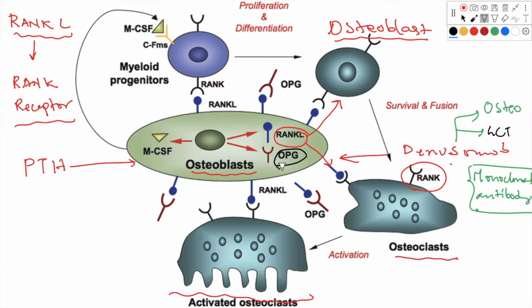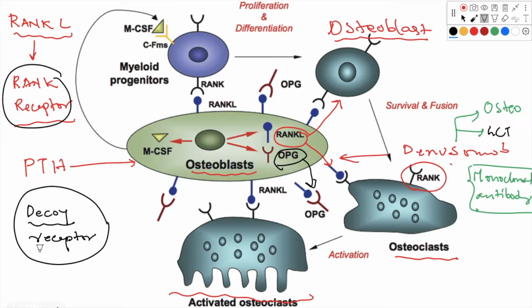Osteoprotectin is a molecule produced by the osteoblast which attaches to the RANK ligand. So it acts like a RANK receptor. It is called a decoy receptor. It attaches to the RANK ligand and prevents the RANK ligand from attaching to the RANK receptor, and therefore prevents the activation of the osteoclast, and therefore decreases bony resorption. So this is the function of osteoprotectin. Osteoprotectin is a decoy receptor.